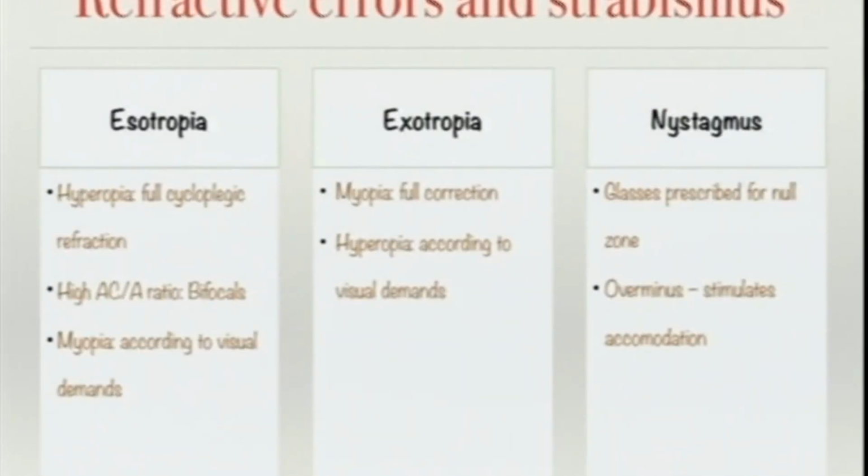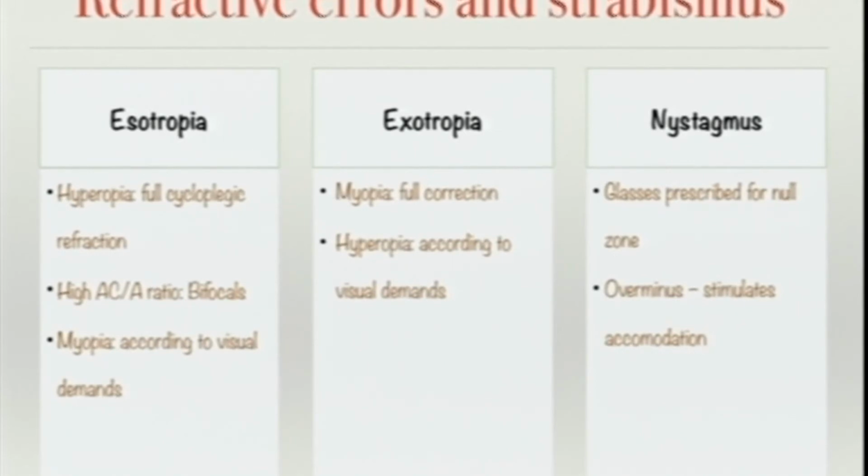So coming to refractive error and strabismus. What do you do when the refractive errors are associated with strabismus? If there is hypermetropia along with esotropia, then it's good. So you prescribe the full cycloplegic refraction. There is something called a high AC/A ratio. That means the near esotropia is more than the distance esotropia. That happens because the accommodative convergence to accommodation ratio is a little higher. Such children would benefit from the prescription of bifocal glasses.